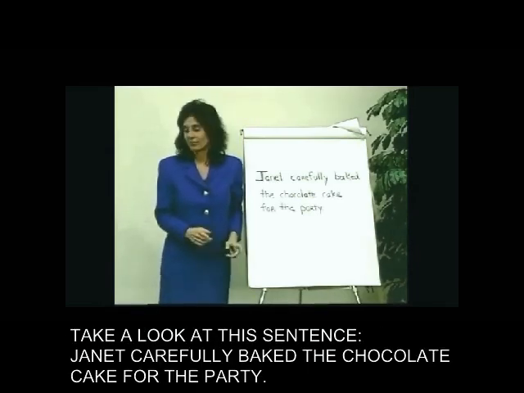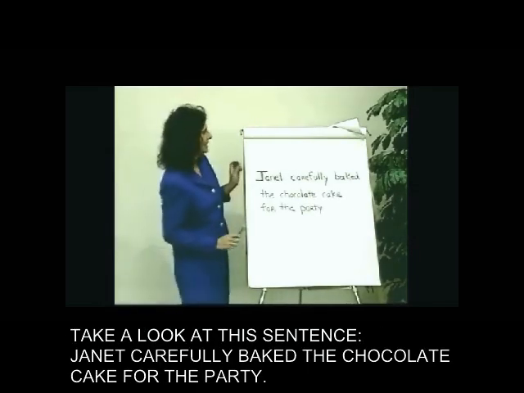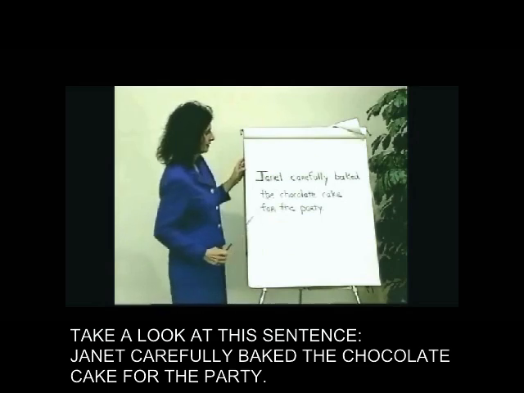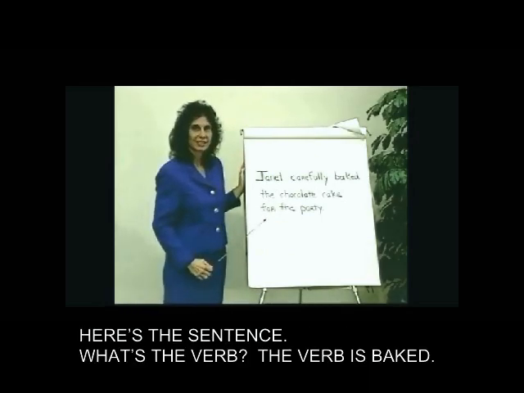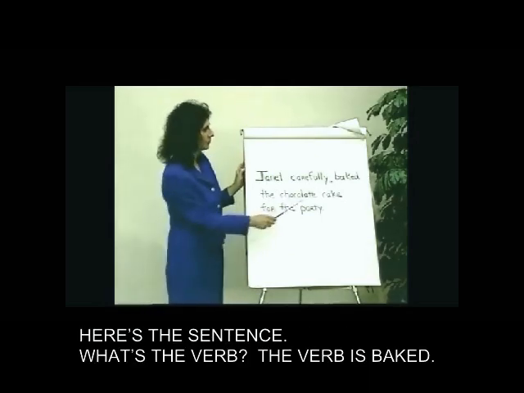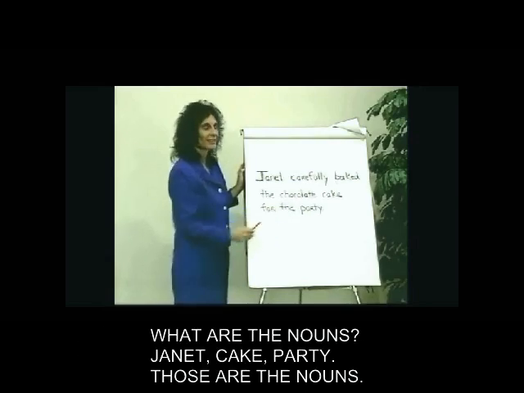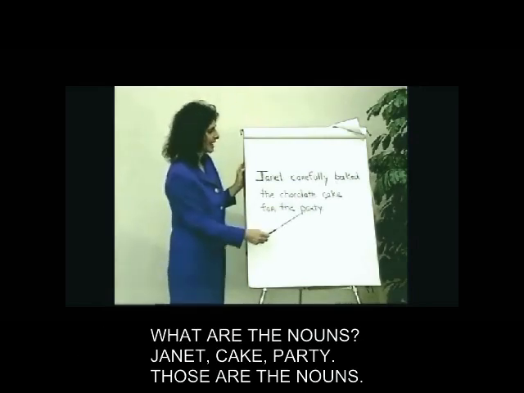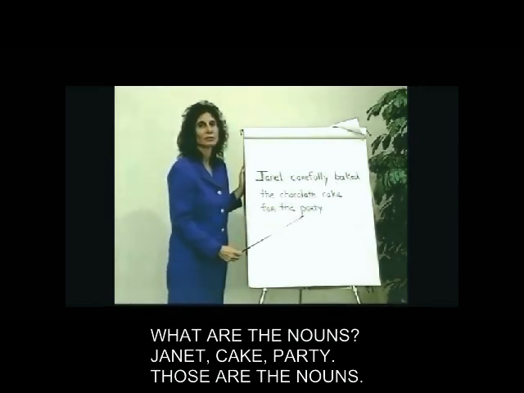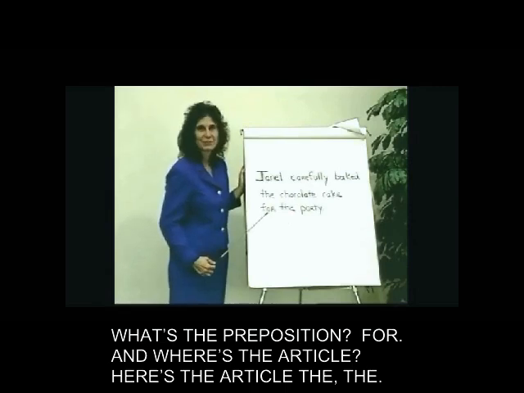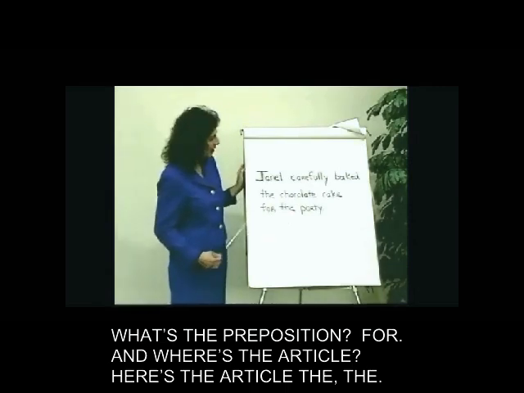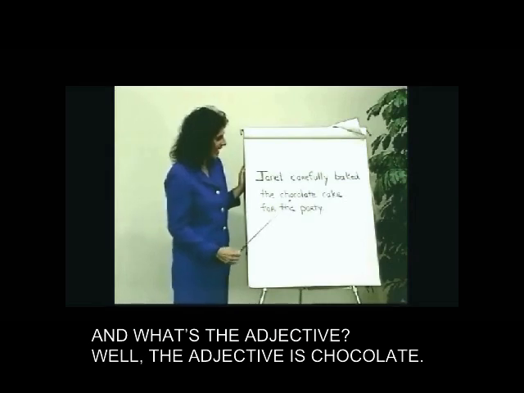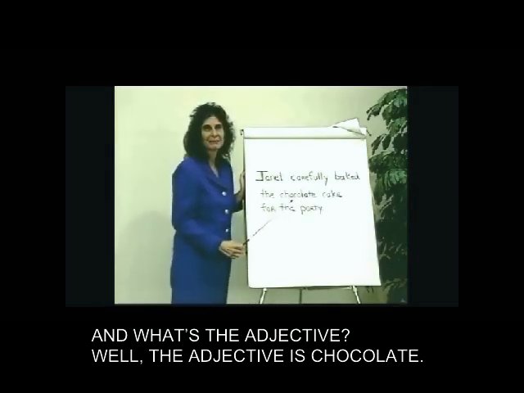Now, take a look at this sentence. Janet carefully baked the chocolate cake for the party. Here's the sentence. What's the verb? The verb is baked. What are the nouns? Janet, cake, party. These are the nouns. What's the preposition? For. And where's the article? Here's the article. The. And what's the adjective? Well, the adjective is chocolate.